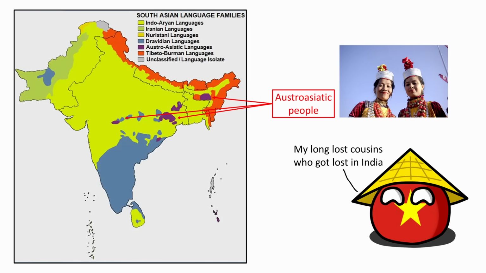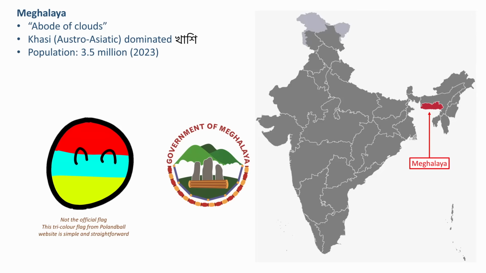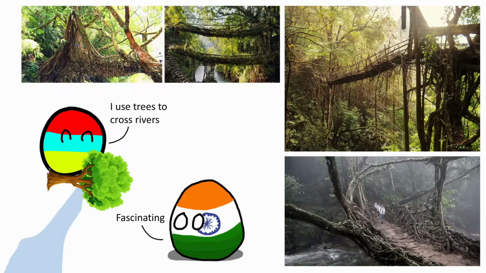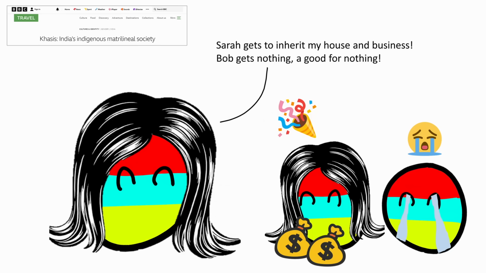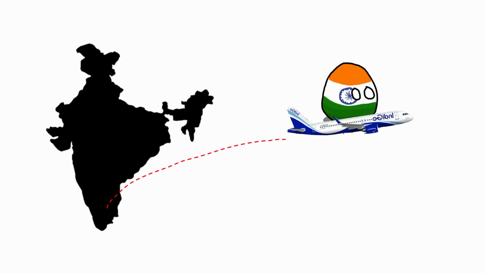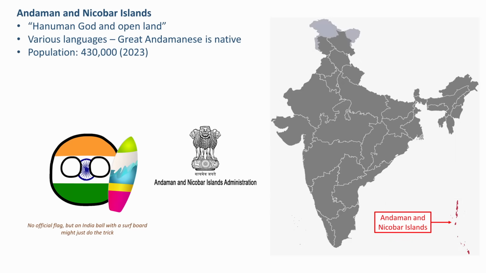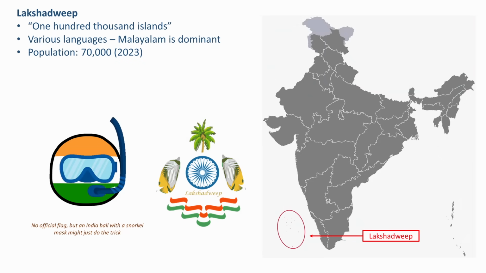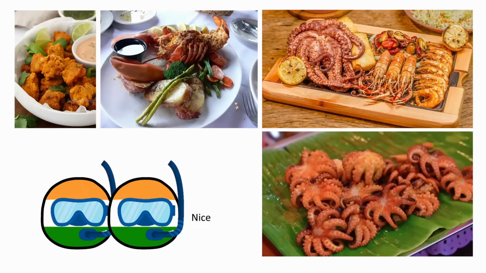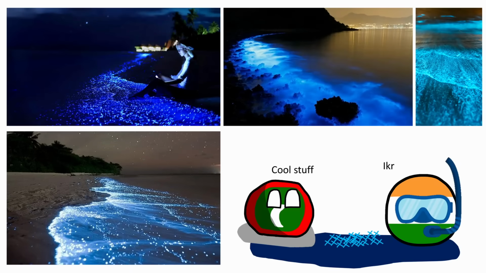Austroasiatic people can be found in pockets within India, like this Meghalaya, lots of tree bridges, lots of rains, waterfalls, and tribes who are matrilineal. Beyond the mainland there are the Andaman and Nicobar Islands, military bases, and also known for these uncontacted tribes. Lakshadweep is basically India's Maldives, with seafood, and sparkling beach.